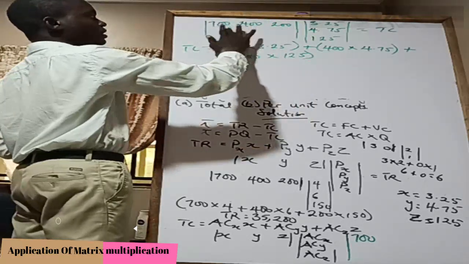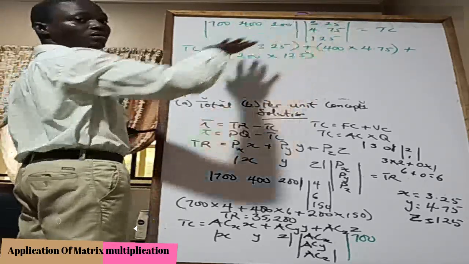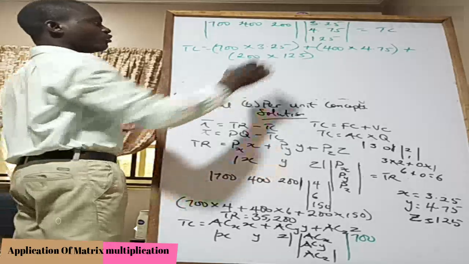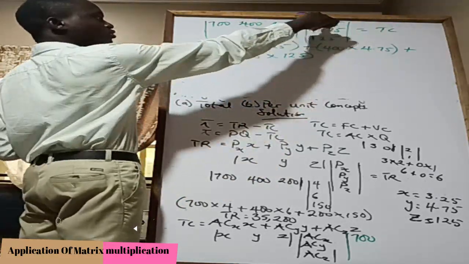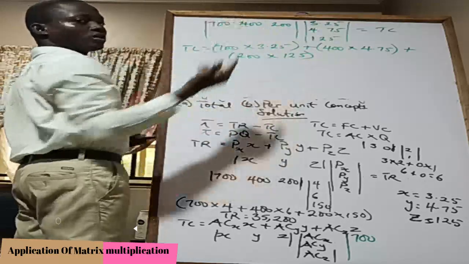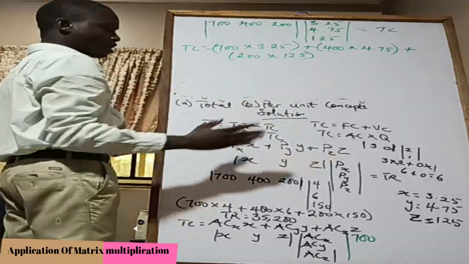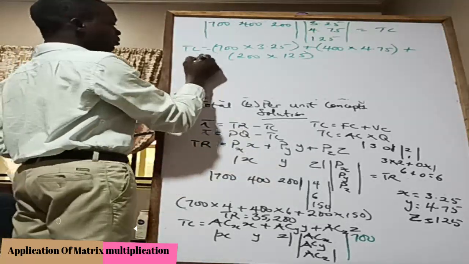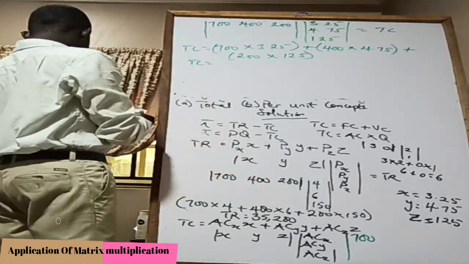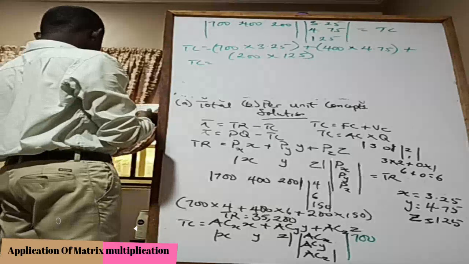So note that if you've written 700, 400 and then you rearrange this in a way that is not correct, for example if you put 125 here as the first number, that means you are saying that 125 is the price of x, which is not true. So you need to know how to arrange it, right?